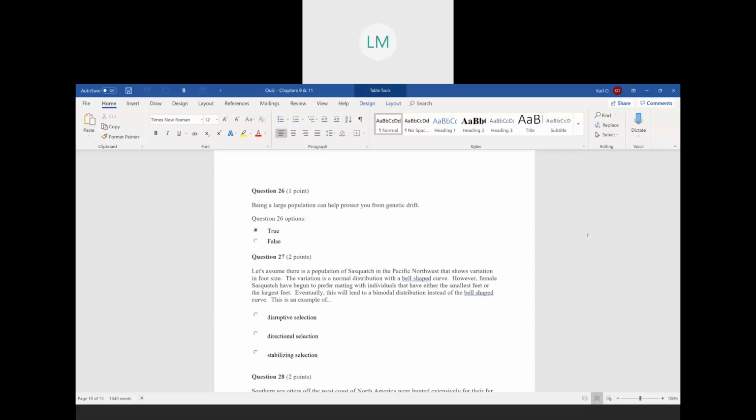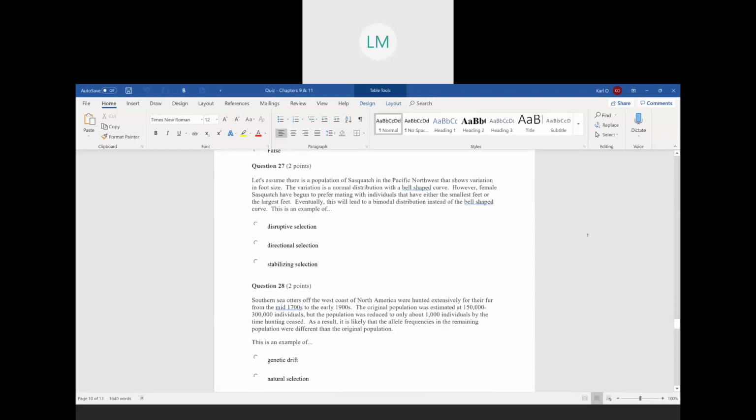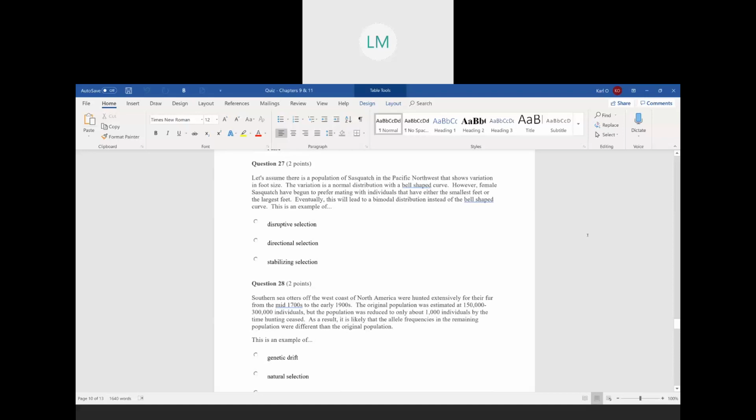Question 27, so we've got a population of Sasquatch in the Pacific Northwest that has variation in foot size. Variation is a normal distribution with a bell-shaped curve. However, females have begun to prefer mating with individuals that either have the smallest feet or the largest feet. Eventually, this will lead to a bimodal distribution instead of the bell-shaped curve. So this is an example of disruptive selection, where we start to have these two bell-shaped curves instead of just the one.